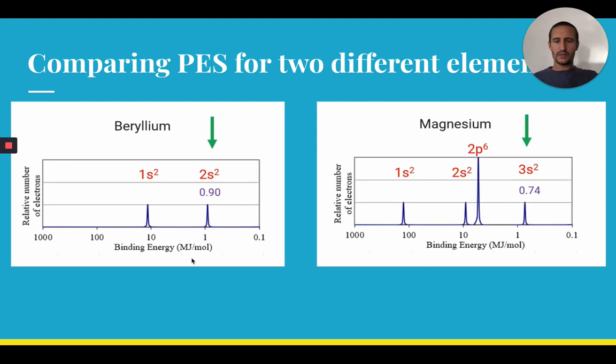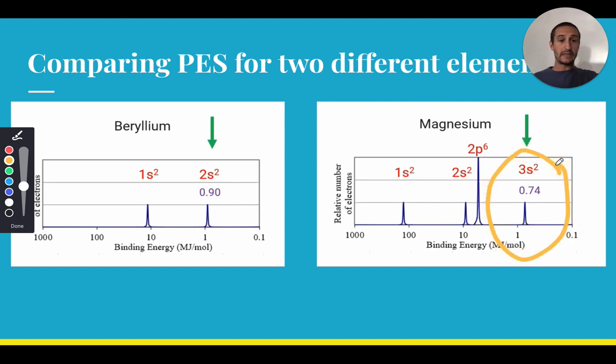And with this, I would like to point out that the valence electrons in beryllium have a higher binding energy. In other words, it takes more energy to remove those 2 electrons from beryllium compared to the valence electrons in magnesium.